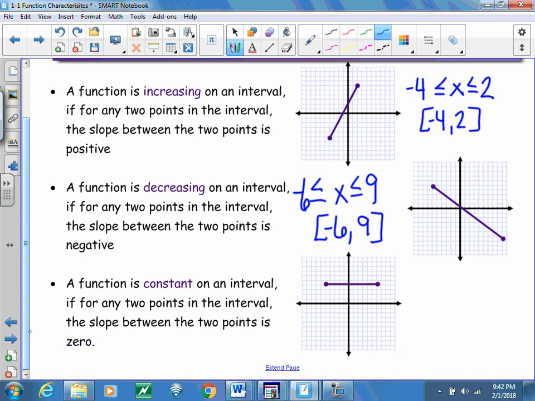Lastly, a function is constant on an interval if for any 2 points in the interval, the slope between the 2 points is 0. So if you have a flat line, then your function is remaining constant. Here I have a straight line, and so my function is remaining constant from -5 to, it looks like, +6. So again, on the interval from -5 to +6, it's remaining constant.